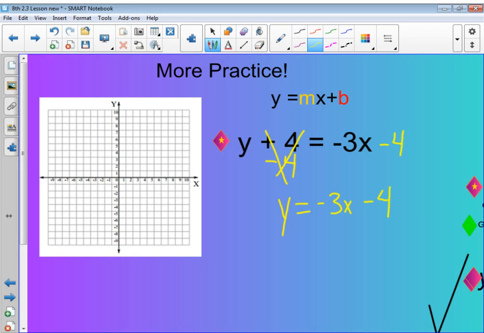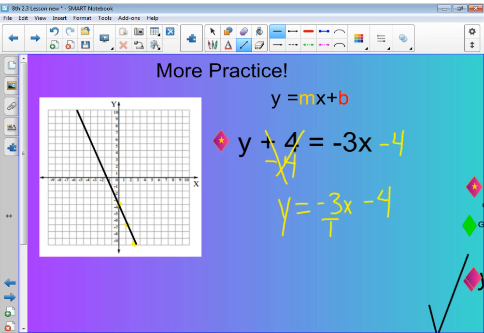So we'll go to the negative 4, put our dot, and then follow our slope. It's negative 3 over 1. So I have to go down 3, 1, 2, 3, and over to the right one. I chose to do it a second time just because those dots are pretty close to each other. And there's my line, and then I'm just going to go ahead and put my arrows on it. So that's what your line should look like for that one.